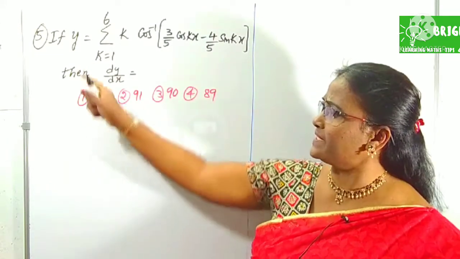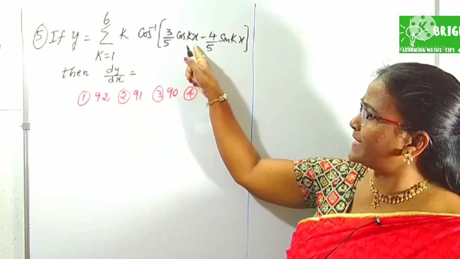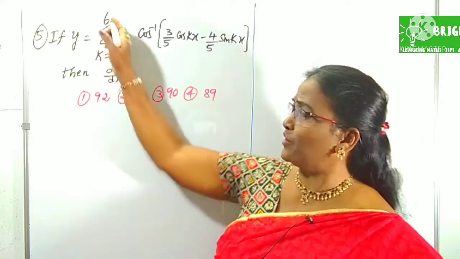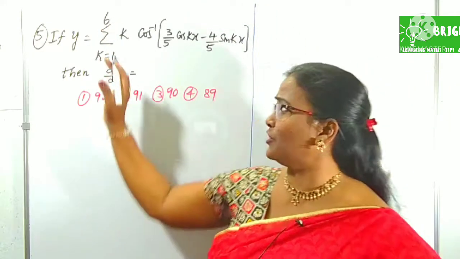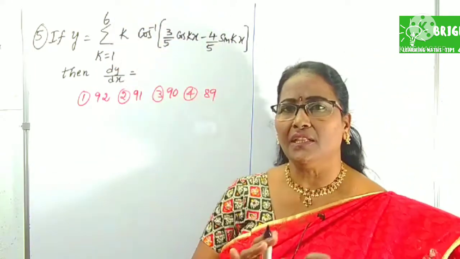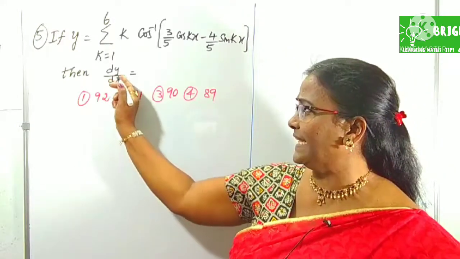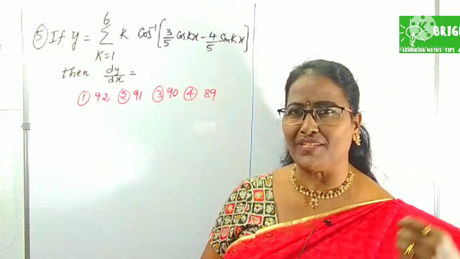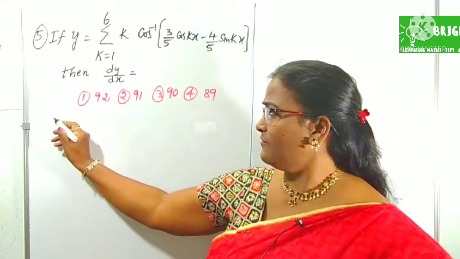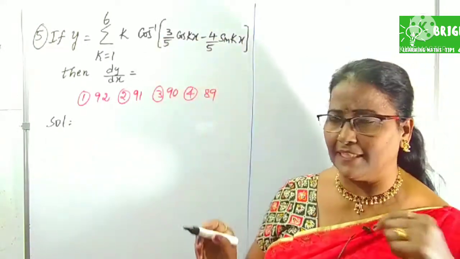If y is given as sigma k, cos inverse of (3 by 5 of cos kx minus 4 by 5 of sin kx), where k varies from 1 to 6, means summation is given from 1 to 6. First, you can take the simplification of this function. Then after that, you can expand it, take the summation. Then from that, we have to find out dy by dx, means the derivative of this function. It's so simple. Simple way I am doing here. First, what you have to concentrate on is the simplification of this function.